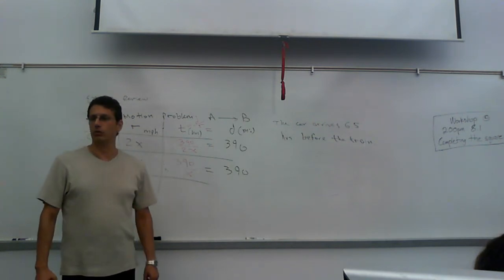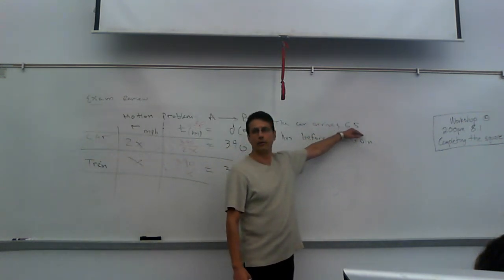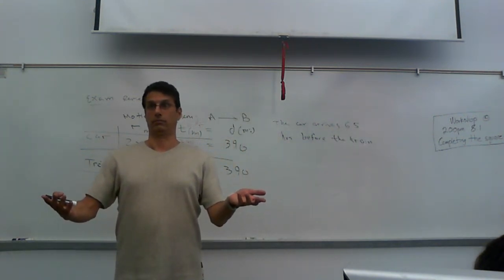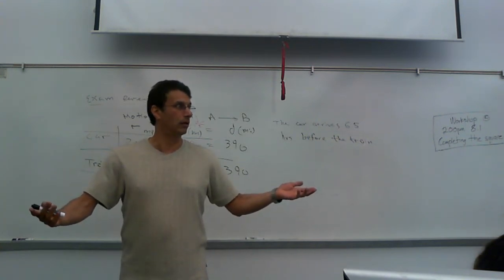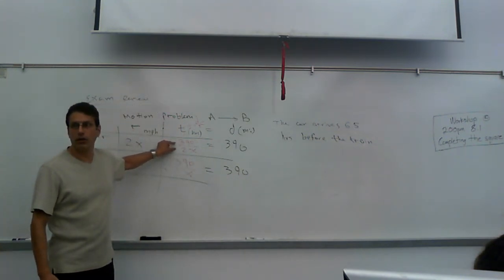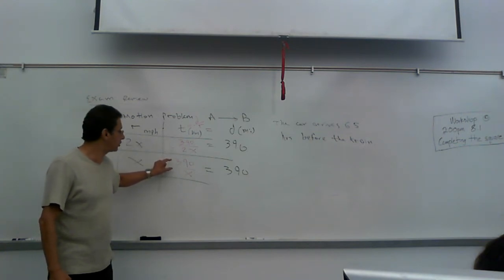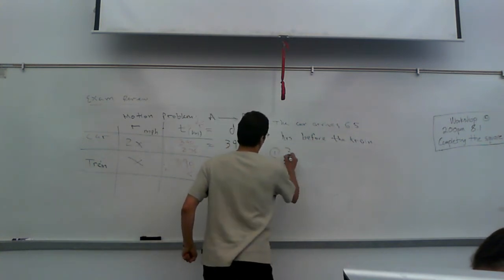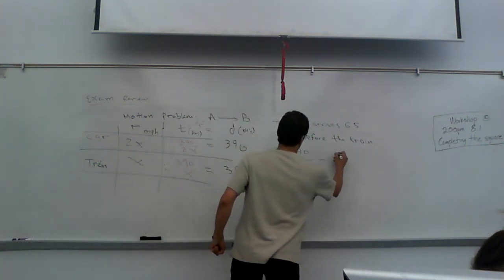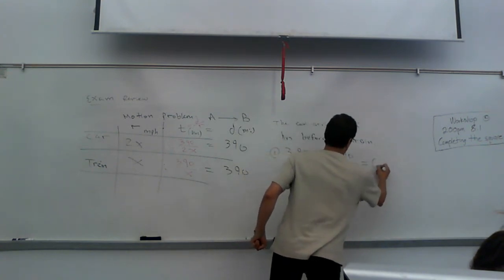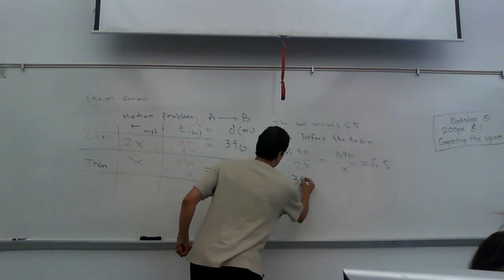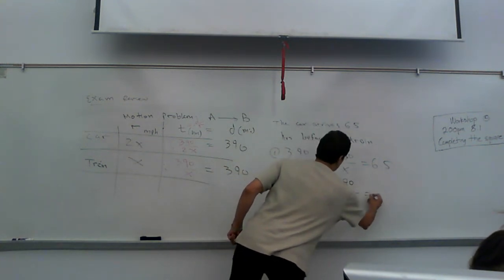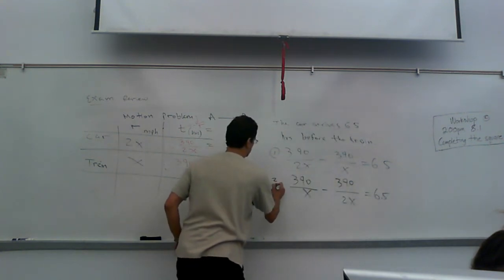What's the difference between the two? The difference is how many hours? 6.5. Everybody agrees, one minus the other. The only thing is which one? Is everybody with me? Either 390 over 2x minus 390 over x, or 390 over x minus this one. Let me write both of them. Number one, either this one, or the other way. Right, class? Number two.